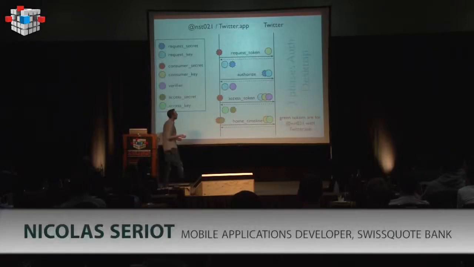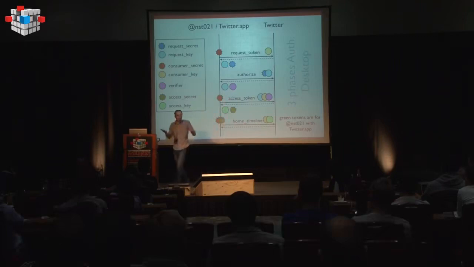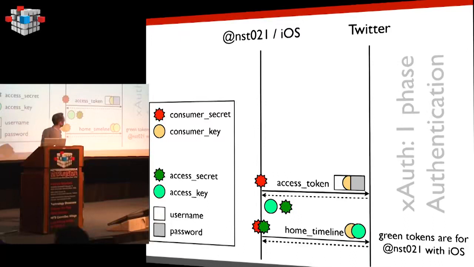You could wonder why it is so complicated. Why do we have three phases authentication? It could be just as simple as sending your login and password, or maybe hashing or use digest authentication. Well, there is a variant. It's called xAuth. In xAuth, it's just one phase. You sign the request, and you send along your username and password. You have to send them somehow over the network. And Twitter directly responds with the access tokens. And then you can interact with the API.